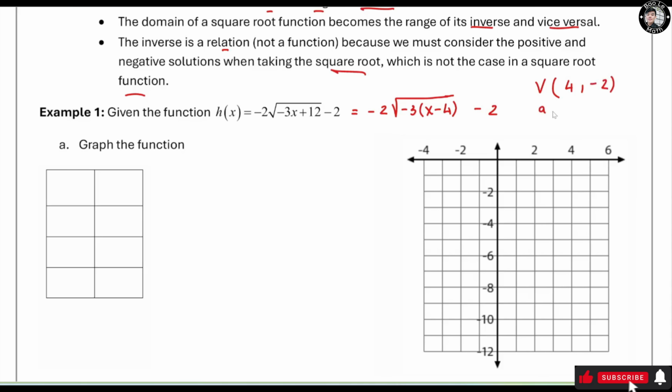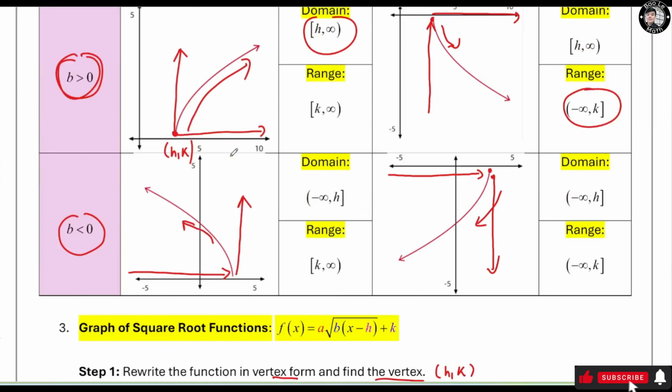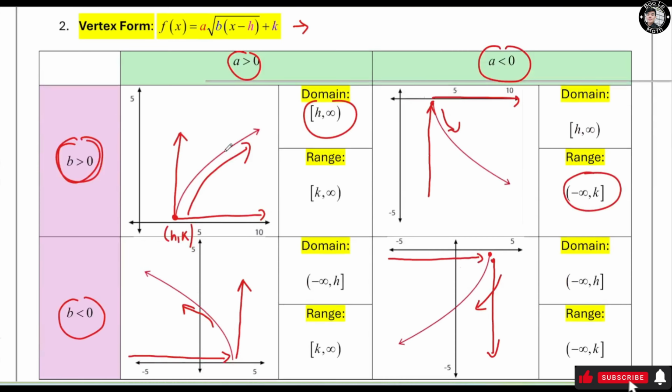Now a is negative 2 right here, right? And b is negative 3 right here, right? So since a is negative and b is negative, we're going to look at the note right here. It's going to be this guy and this guy. The function should be something like this, right?